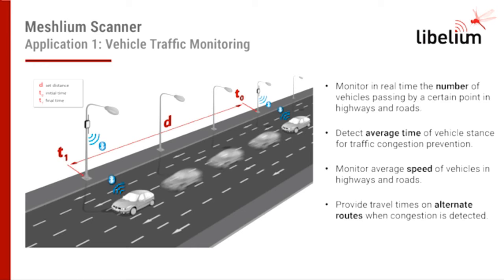Also, if we get scanners installed in two different points, we will be capable to know what is the speed of that car or that vehicle, because we will get the time stamp of when this car is scanned in one point and then in the following one. So therefore, applying some maths, we will be capable to know the speed.